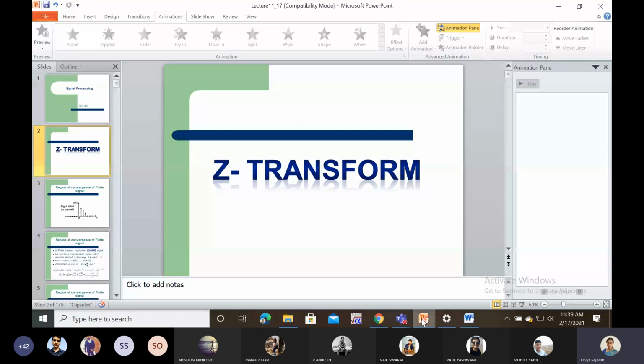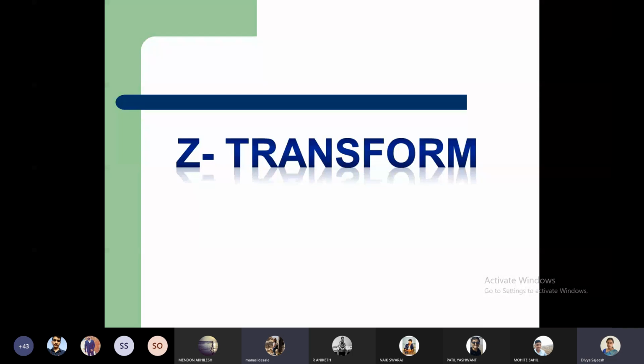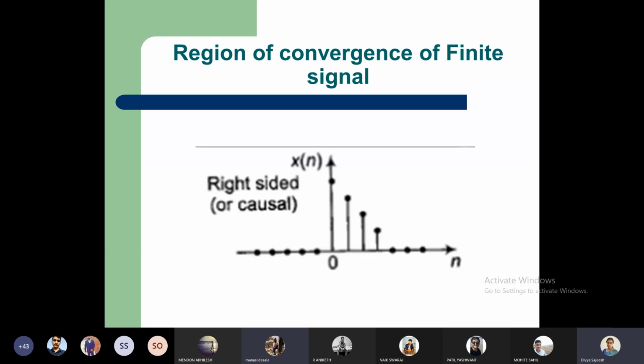Okay. So we started with the Z transform. So I'll just revise what we have done last week. So Z transform transforms the signal into the Z plane.